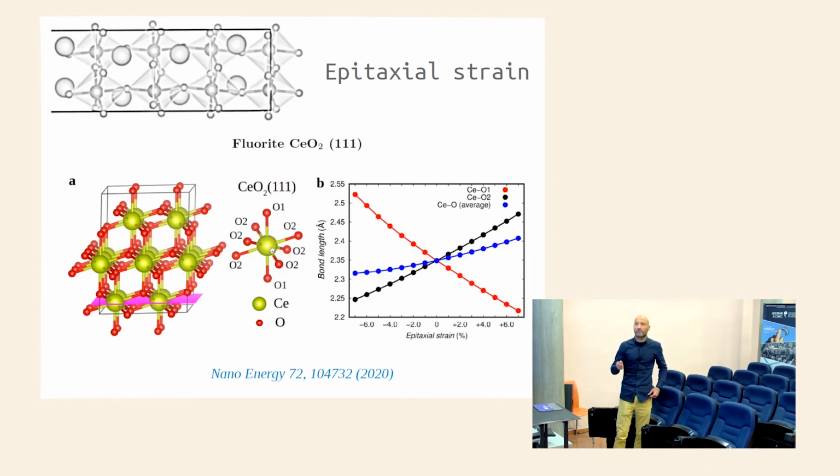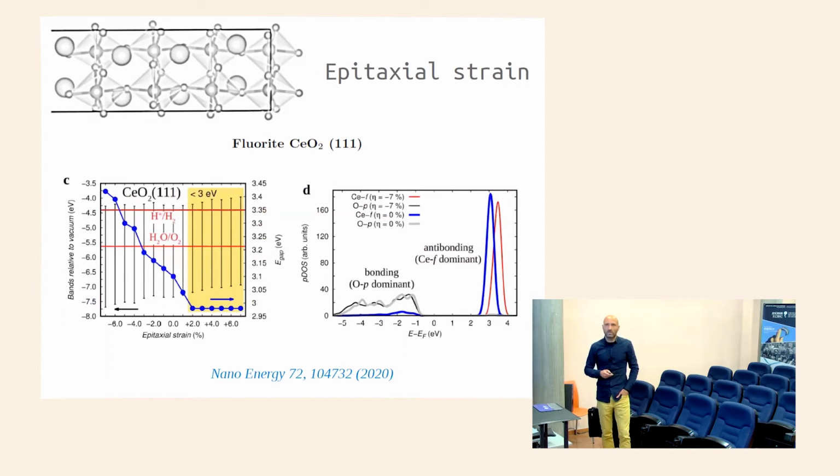which is out of plane, normally has the opposite behavior. So when you compress the system, it goes up in the out of plane direction. So this bond starts increasing, whereas on the tensile side, this type of bond decreases. Nevertheless, when you do the average, what happens is that when you go to tensile epitaxial strain, you increase on average the distances between the cerium atom and the oxygen atoms around it, and the opposite when you go to compressive strains.